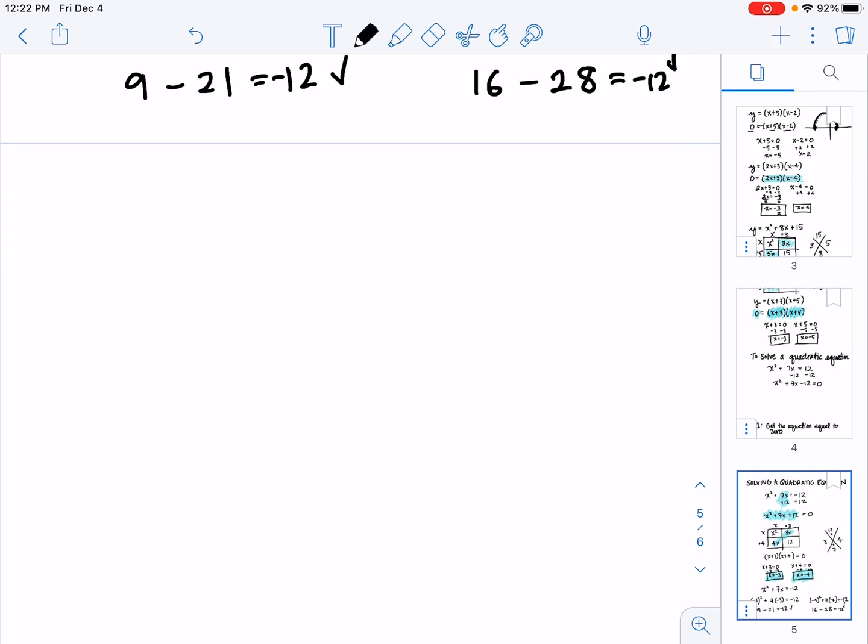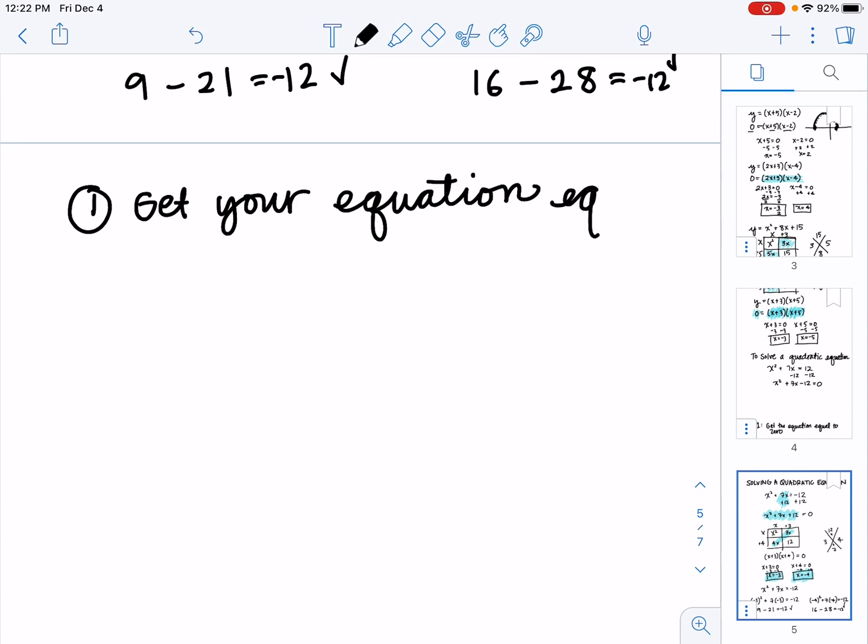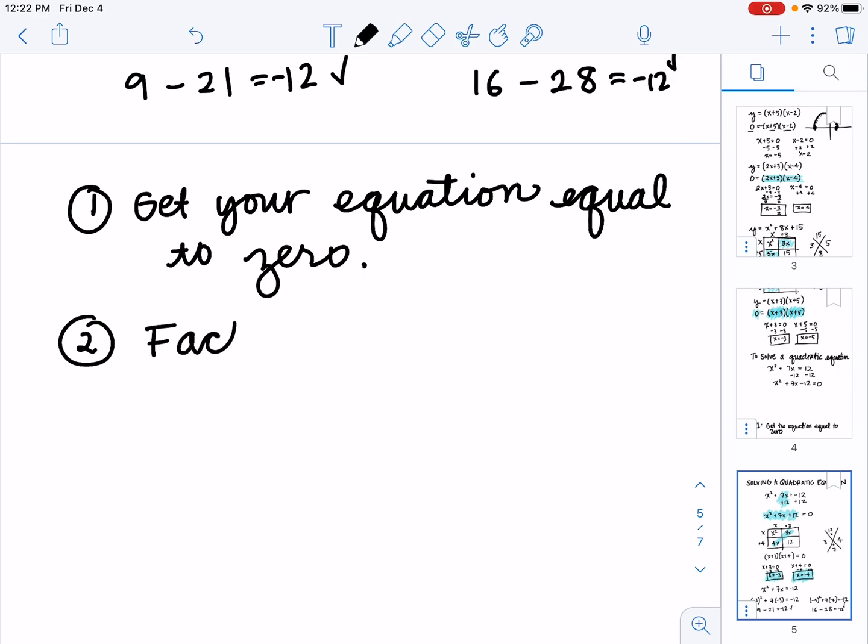And so here are our steps to solving a quadratic equation. Make sure you write these down. The first step is to get your equation equal to 0. That's step 1. Step 2 is to factor. Sometimes step 1 is already done for you, so then you can just start by factoring. And sometimes even still, step 2 is done for you.